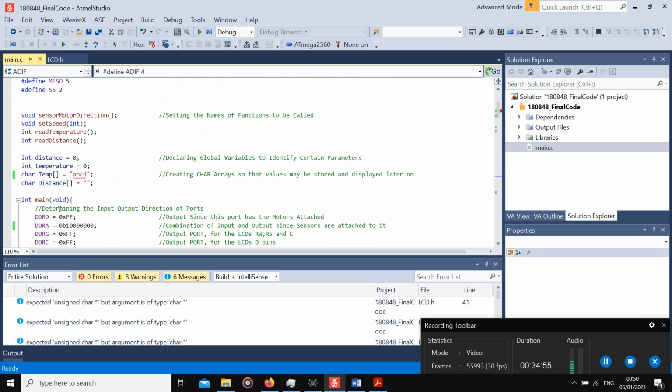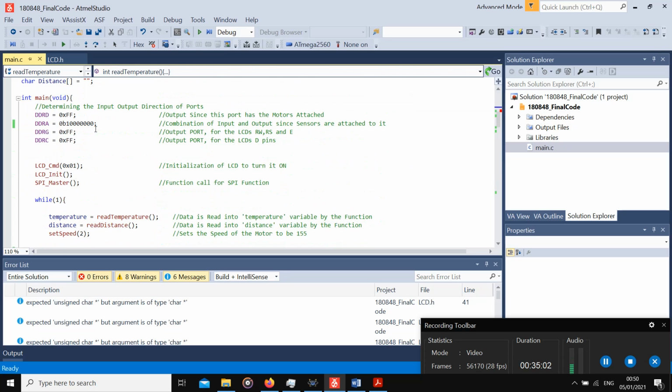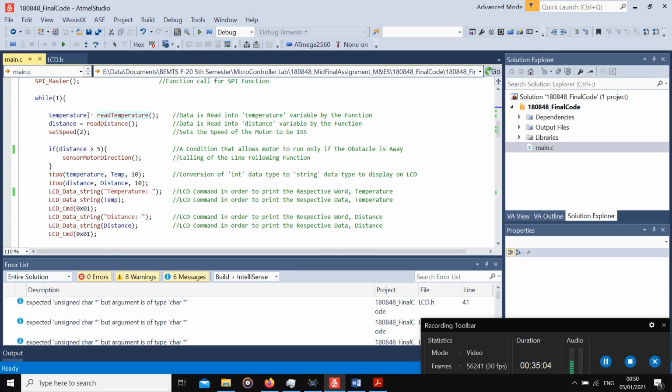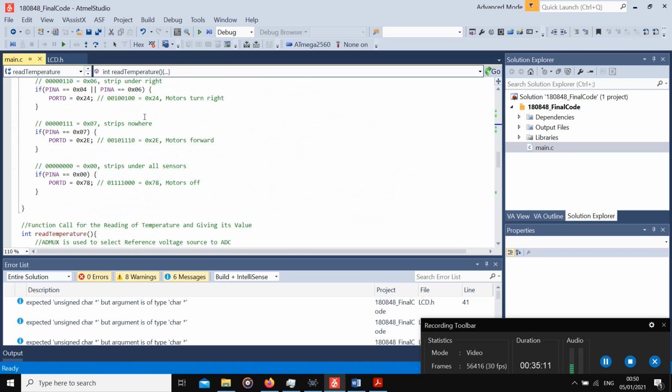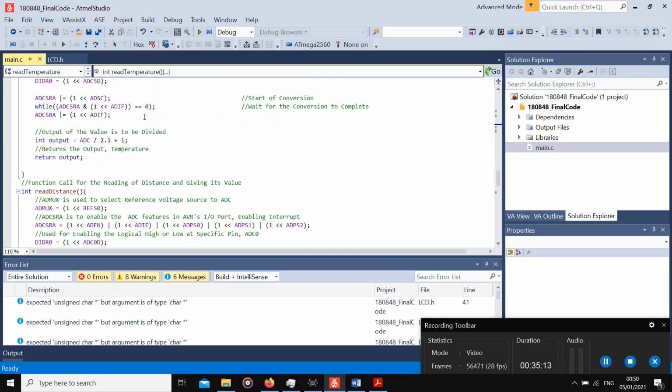And what happens is, when your output is returned, where your function is getting called over here, the int read temperature, and over here where the temperature is getting your value from the read temperature, you get your output over here and it is displayed upon the LCD.